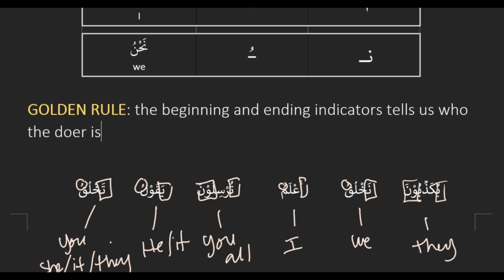All clear? Yeah, you just have to be more careful, I guess, because like يكذبون and ترسلون both have una at the end, but then the ta and the ya makes the difference of the pronoun. Exactly. So you have to be a little bit more careful with present tense. Yep, you have to pay attention to both the beginnings and the endings.